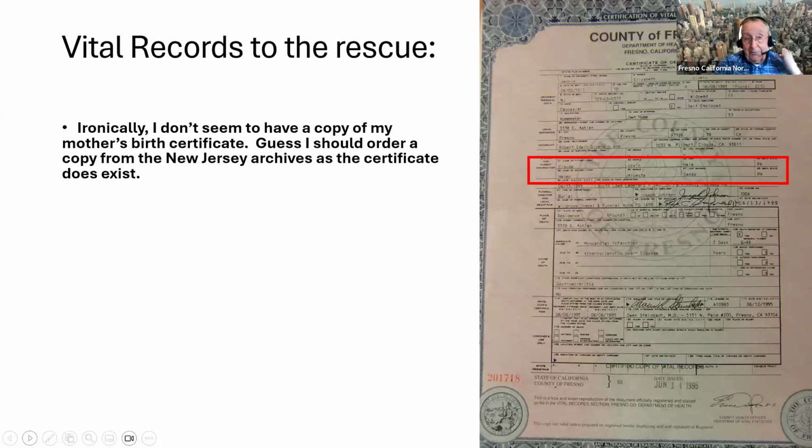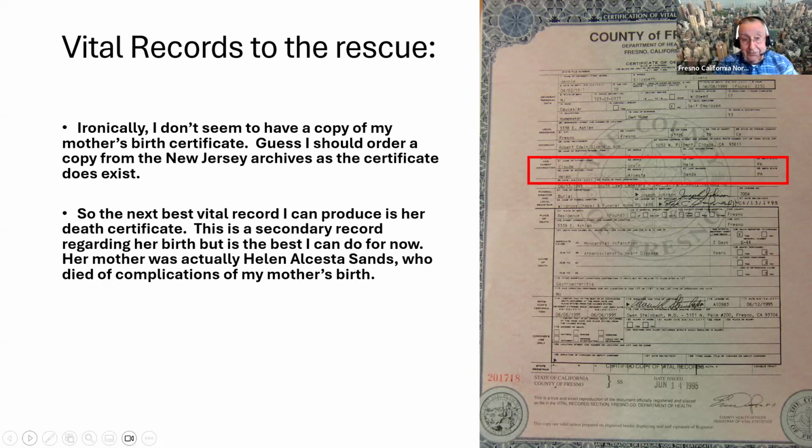Well, vital records can come to the rescue. Unfortunately, I don't have my mother's birth certificate. I was really surprised when I went to write this presentation that I somehow lost my mother's birth certificate. It's around there somewhere. So I had to go to another certificate, which is now secondary information, her death certificate, where it lists her mother correctly as Helen Alcesta Sands, and her father, Claude Irving Hale.